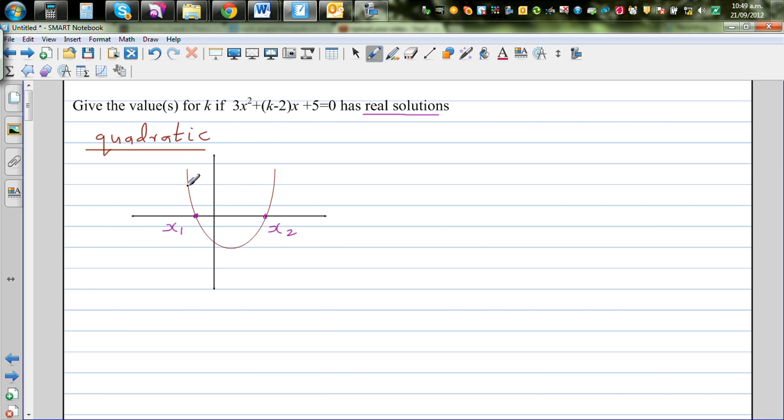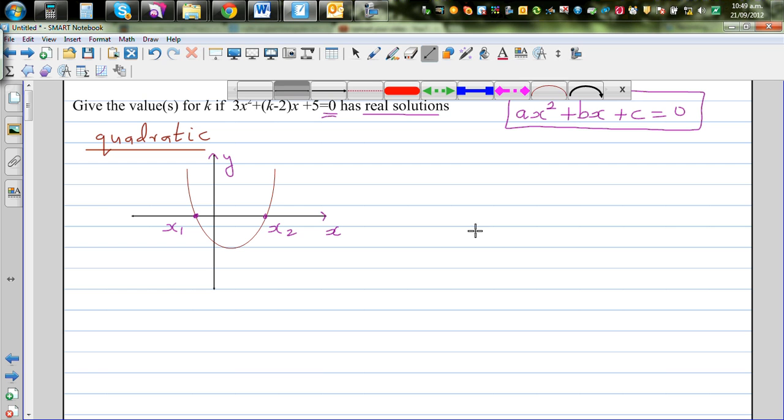A quadratic equation is always set equal to zero, because a quadratic equation has the form ax squared plus bx plus c equal to zero. So we're asking the question, when would this become zero? Well, it can become zero when the parabola hits the x-axis at two points. This is your x-axis and this is your y-axis. At this point, your y value is zero, and that's what we are looking for.